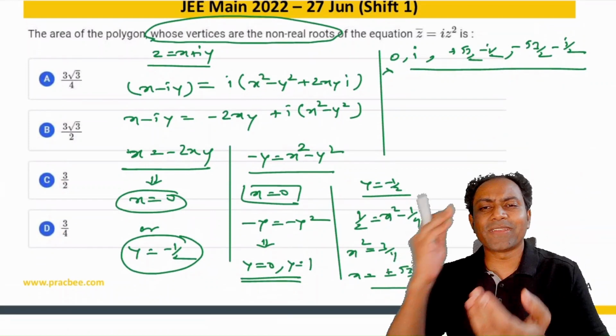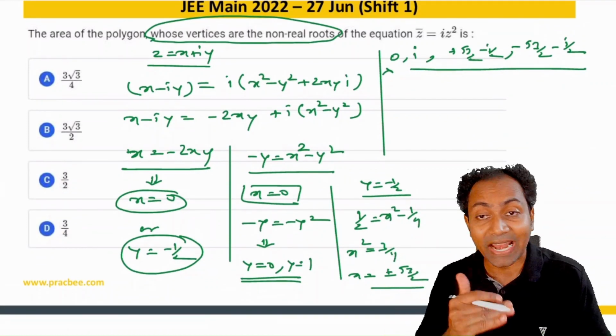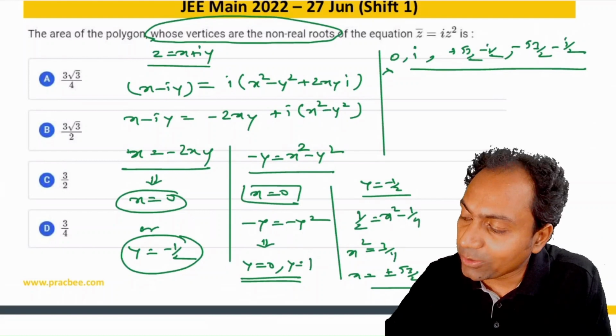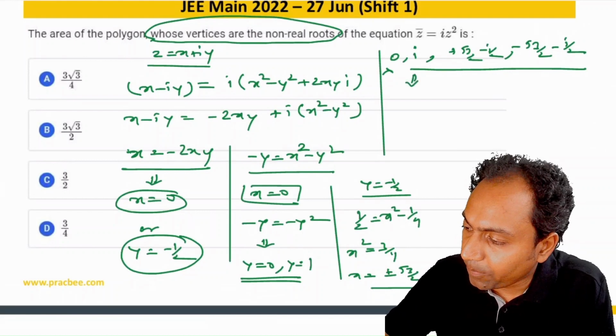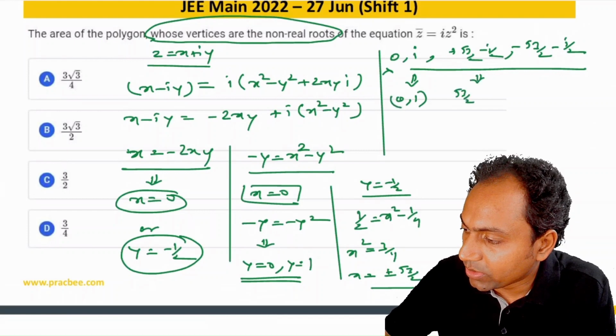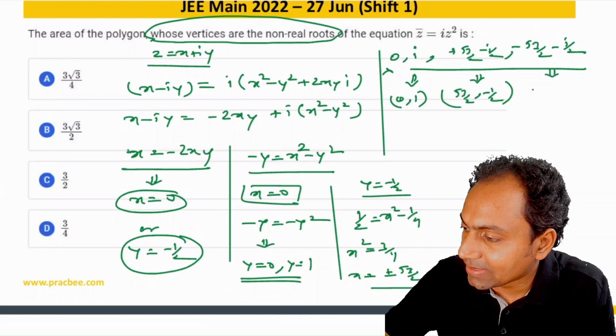Now here comes a very interesting part that you can use in most of the questions involving complex numbers and geometries. You can convert this question into a question of coordinate geometry. So what we could do here is basically corresponding to I, a point on coordinate plane will be nothing but 0, 1. Corresponding to this second point, a point can be root 3 by 2, minus 1 by 2. Corresponding to last one, the answer is nothing but minus root 3 by 2, minus 1 by 2.